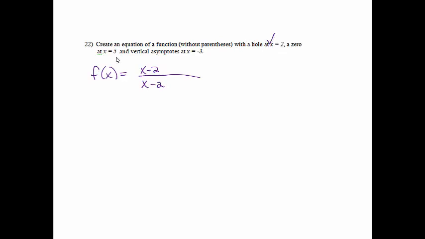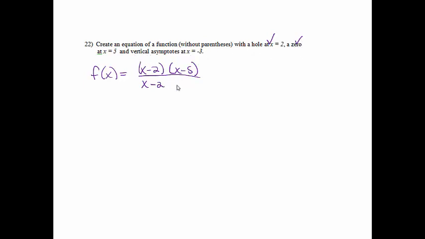A 0 at x equals 5. Well, a 0 means the equation is going to equal 0. So we would want the numerator to equal 0. So if we put x minus 5 in the numerator, that would cause the equation to equal 0. So we are set on our 0 now. I think that was one of the biggest mistakes on the exam.